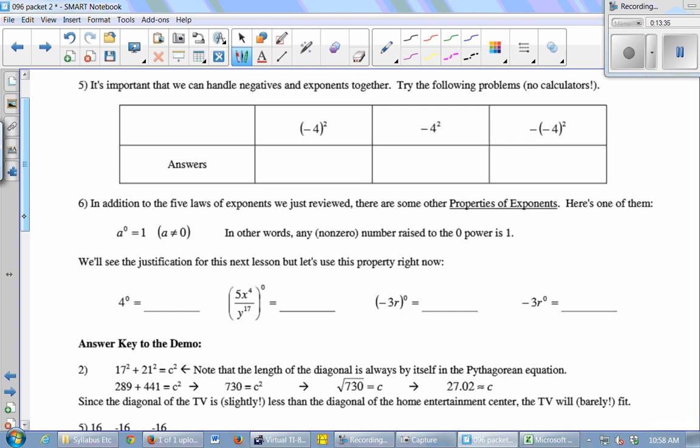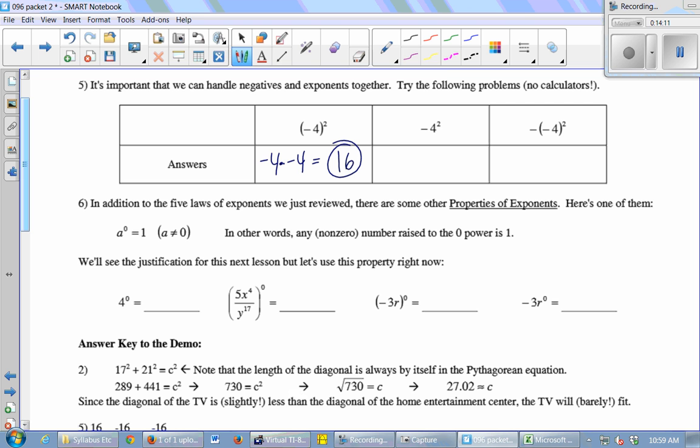Okay, so it's important also that we can handle negatives when we're dealing with exponents. So -4 with parentheses around it, squared. When you square something, that means take that thing and multiply it times itself twice, right? So -4 squared means -4 times -4. And what is -4 times -4? 16. Positive 16.